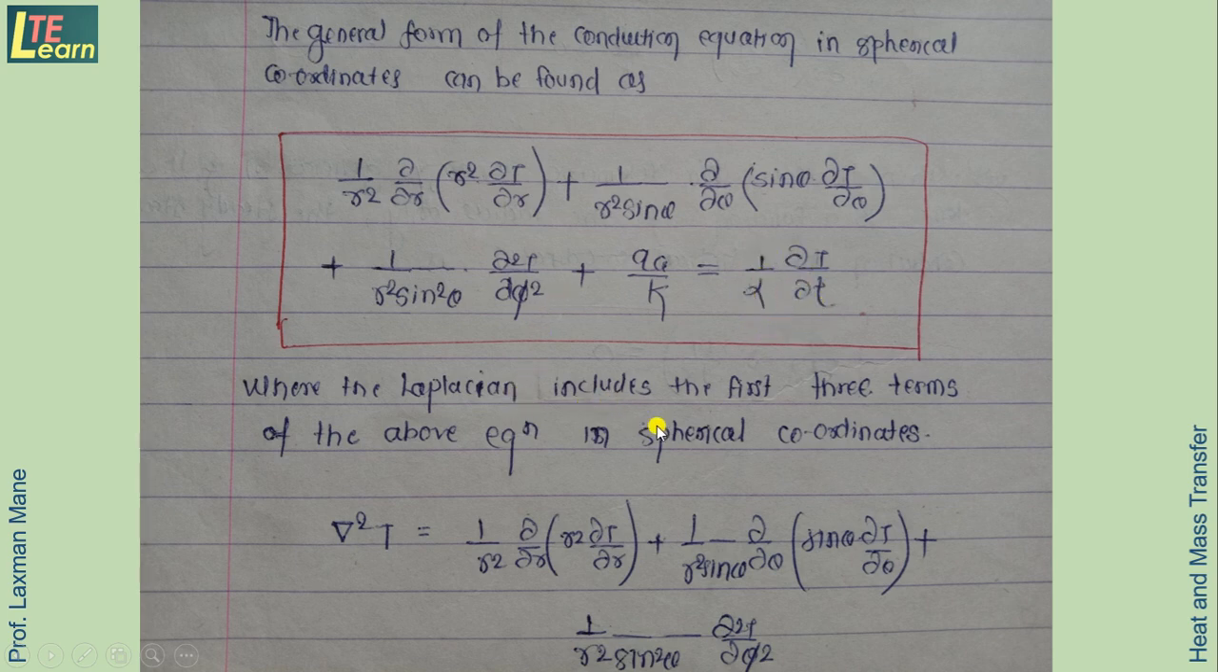Its Laplacian form will be: del square T is equal to 1 upon r square, del by del r of r square del T by del r, plus 1 upon r square sin theta, del by del theta of sin theta del T by del theta, plus 1 upon r square sin square theta, del square T by del phi square.